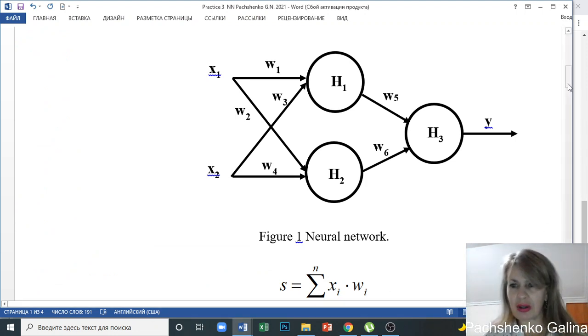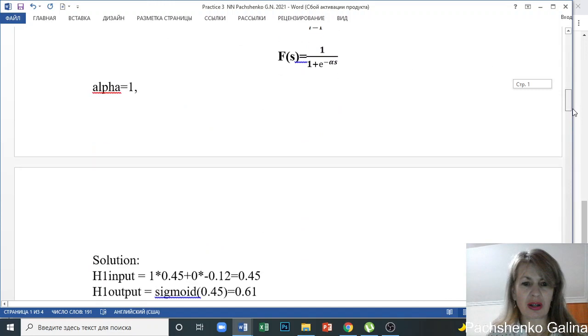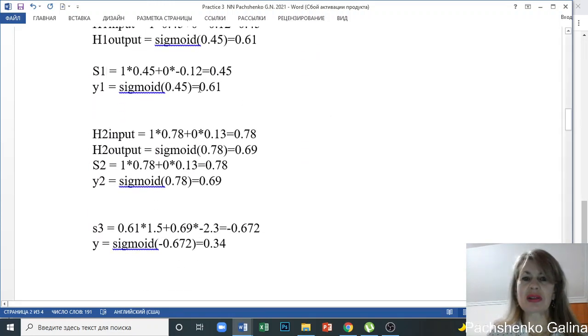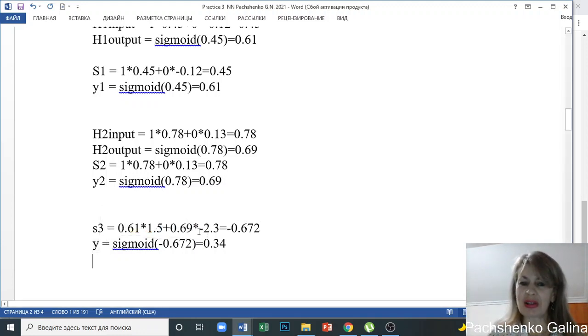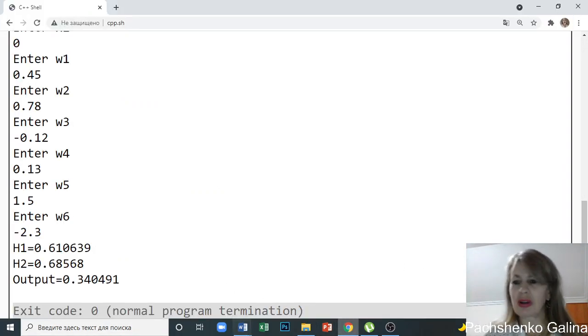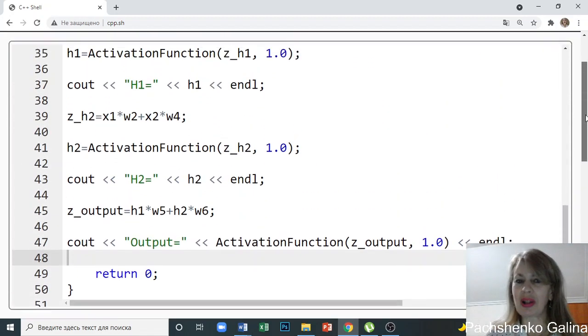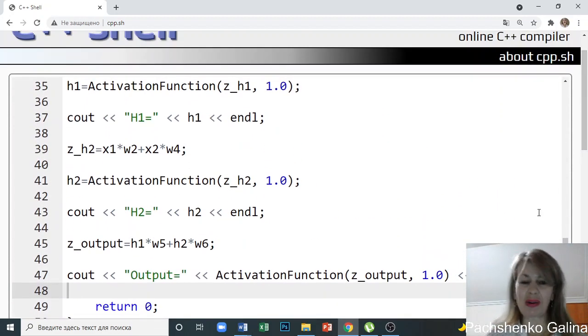This is our task, our calculation. Yes, the output of neuron 1 is equal to this. The output of neuron 2 is equal to this. And the output of neuron 3 and of our whole neural network is equal to this. That's right. Our program is very good. And now let's add biases to our program.